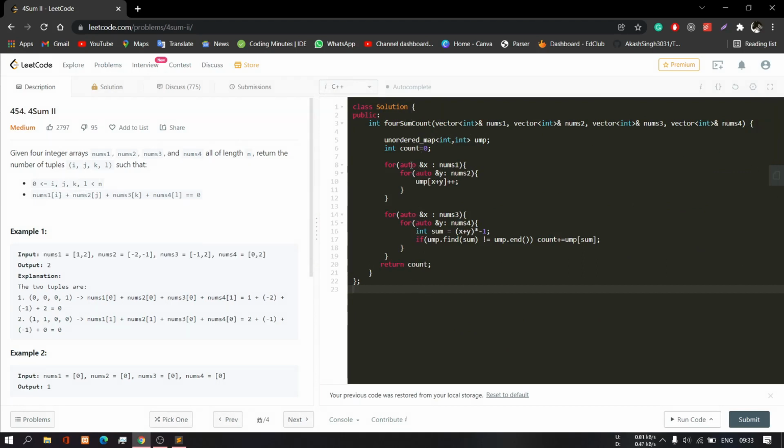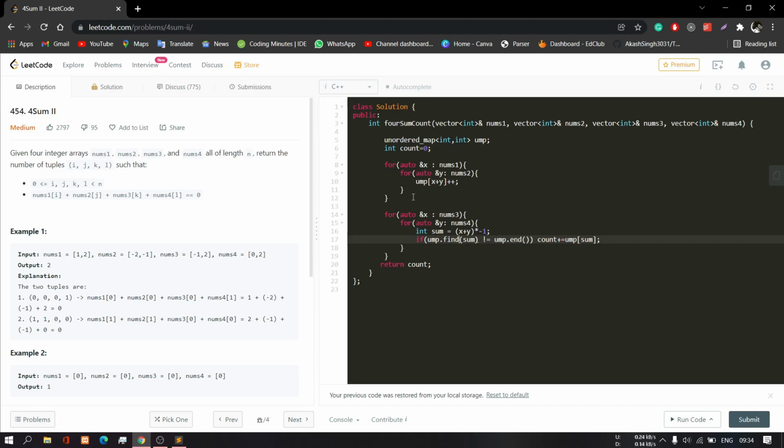So this is the code. I have taken a map and a count variable, then I iterate through nums1 and nums2 and find all its pairs. I just add all the elements together, one by one, and put them into our map. Then I iterate through the other two arrays, take out the sum, and multiply it by minus 1, because we need to get 0.